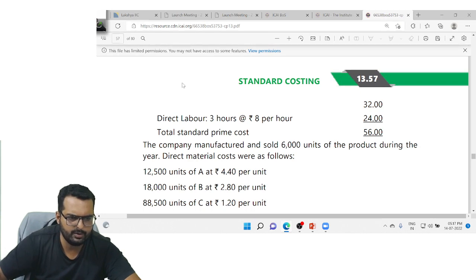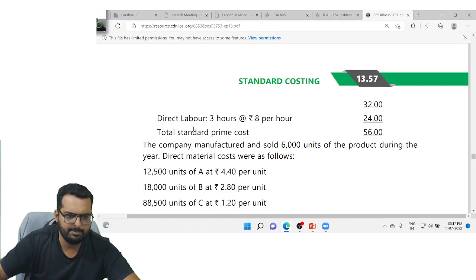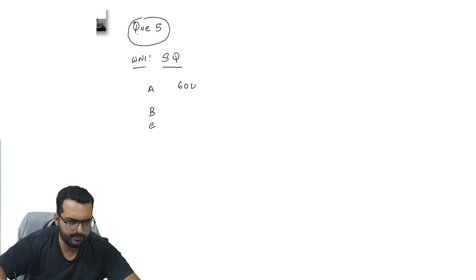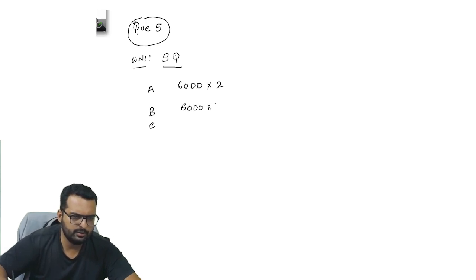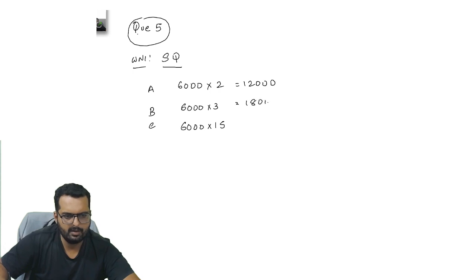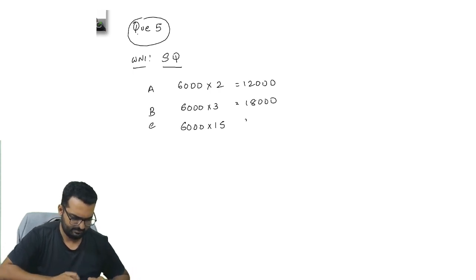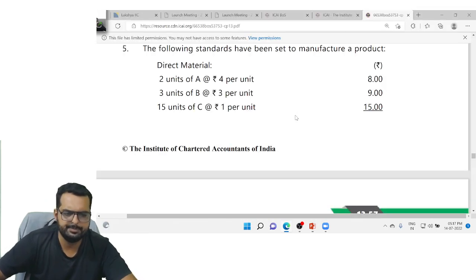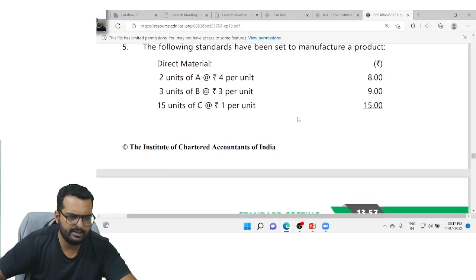We are doing question number which one now? Question number 5. Working note number 1, SQ. We have 3 products A, B and C. So it will be 6,000 into 2, 6,000 into 3, and the last one is going to be what? Last one is going to be 90,000. All right. So we get the SQ.